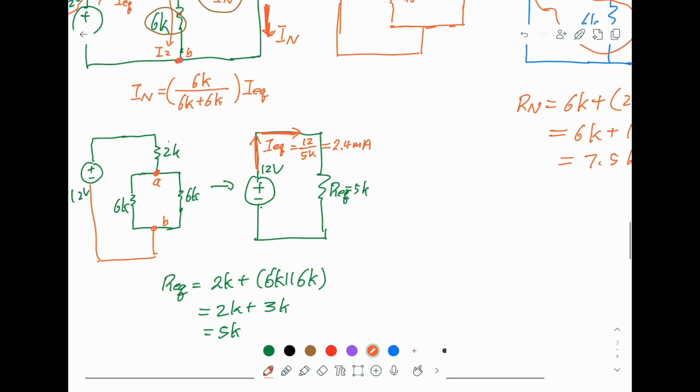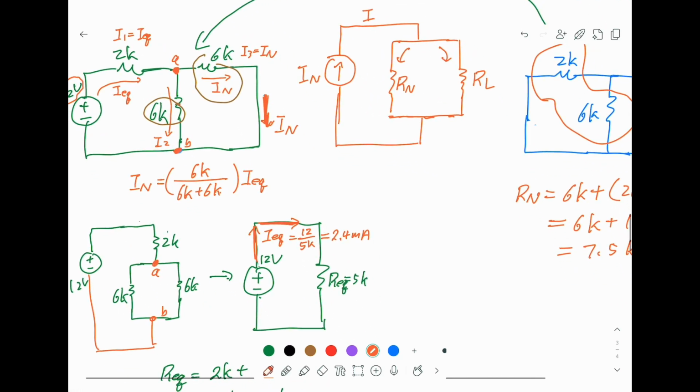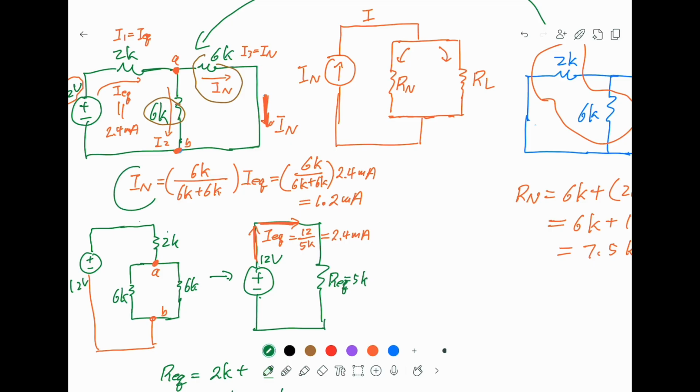So we find this current. It means this current here is 2.4 milliamp. Now we substitute this back here. 6K plus 6K, you see it's half. This is 2.4 milliamp, so this is equal to 1.2 milliamp. Okay, we put everything here. We know now the Norton current is equal to 1.2 milliamp.